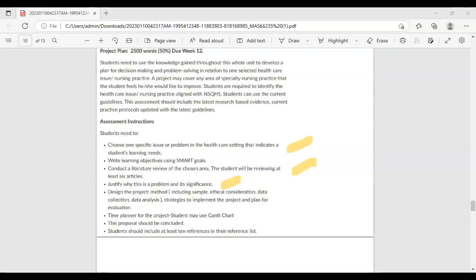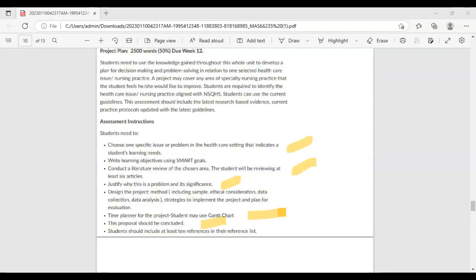Coming next is the design of the project, that is, what design we have to consider. It comprises the sample, ethical consideration, data collection, data analysis, and the strategies that have to be implemented, then implement and evaluate. We use a Gantt chart to define the stages of our project plan and how we are going to proceed with it, and a conclusion that summarizes all the key facts presented in the project plan.